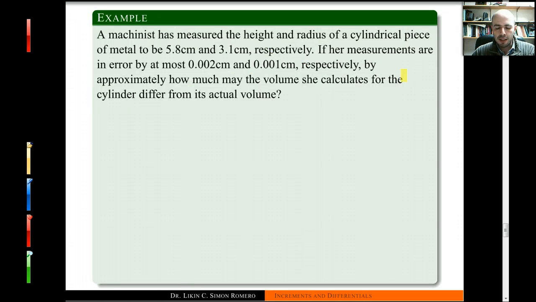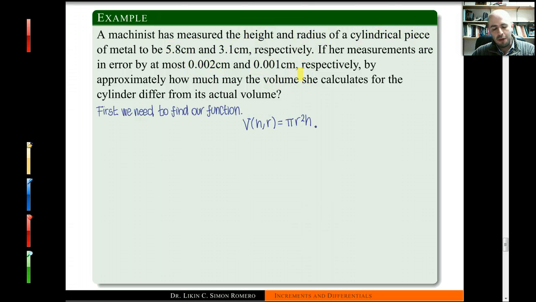So let me give you an example. A machinist has measured the height and radius of a cylindrical piece of metal, and they are 5.8 centimeters and 3.1 centimeters. 5.8 is the height and 3.1 is the radius. The measurements have an error of 0.002 in height and 0.001 in radius. So the question is, approximately what is going to be the error in the volume if she just calculates the volume with the normal formula that we have?